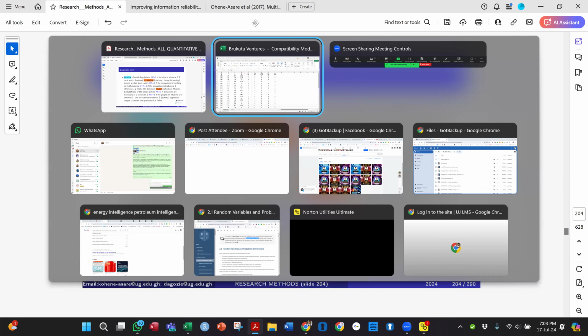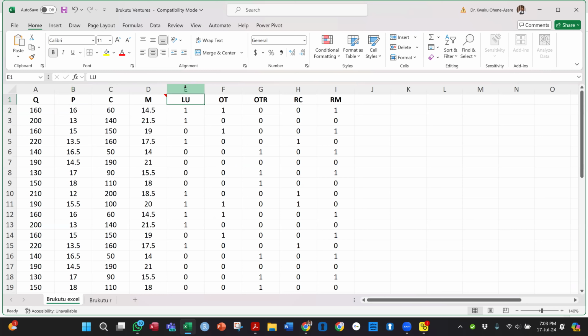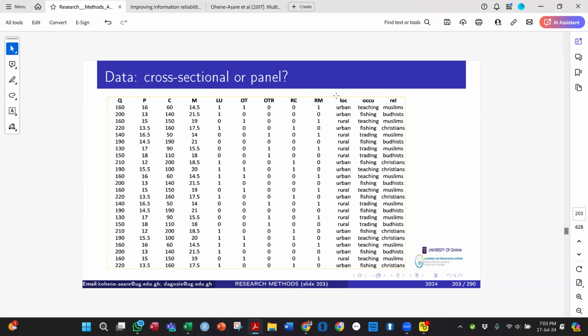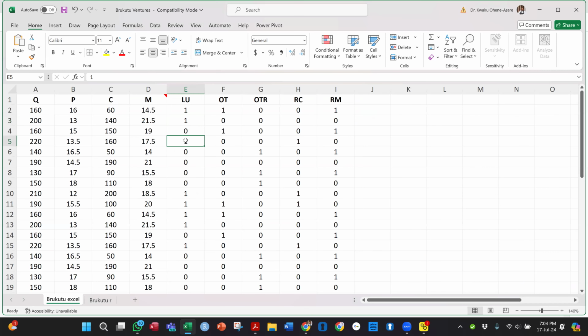So when you come to the Excel, there is LU given. And the LU is 1 for the first two. Why? Because when you go to the data and you look at the actual values, you see that the first one is urban. That's why it's 1. The second one is also urban. That's why it's 1. But the third one is rural. Because it's rural, that is why it's 0. The fourth one is urban. So we expect it to be what value? 1. When you go to this one, you see that the fourth one is 1 as well.